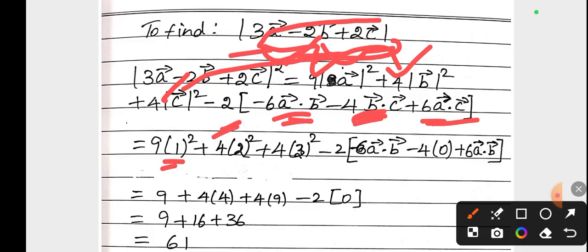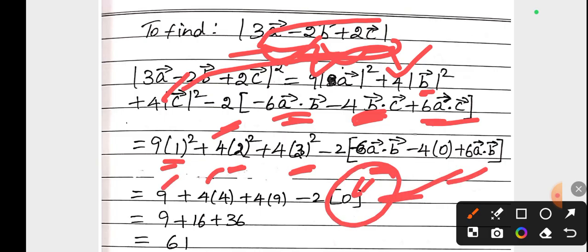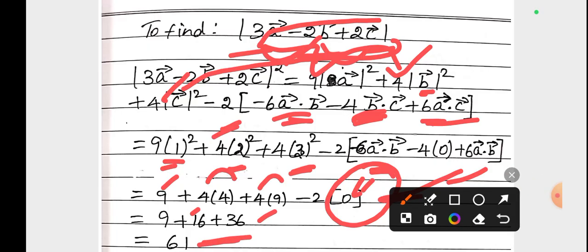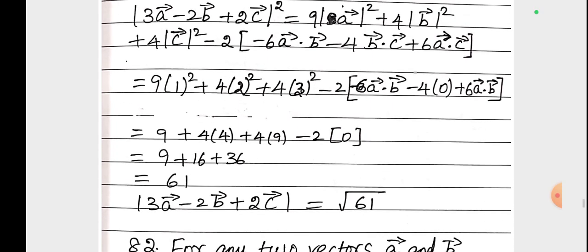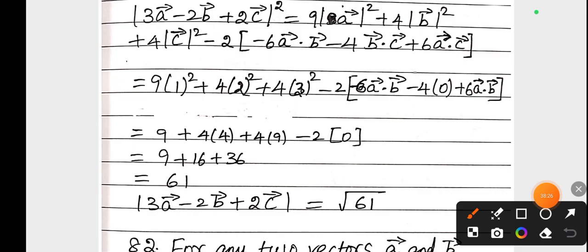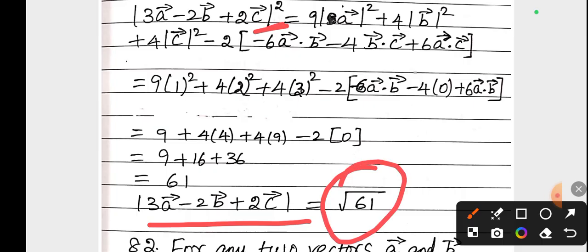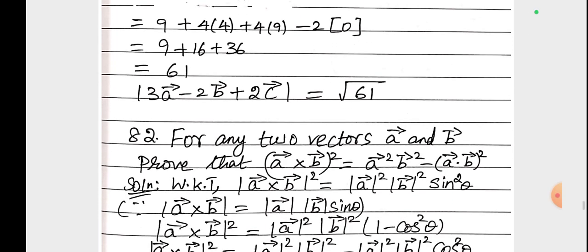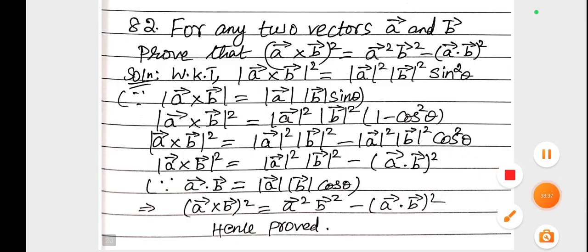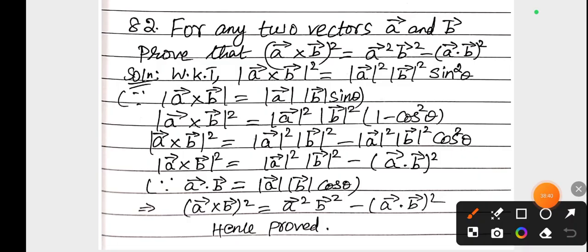Then substitute wherever magnitude a is there, 1. Magnitude of b is 2. Magnitude of c is 3. Then a dot b value is 0. Again here a dot c value is 0. So overall here 0. So 9 plus 4 4s are 16, 4 9s are 36. So overall we are getting the answer as 61. But this is whole square, children. So this whole square is 61. So magnitude of 3a minus 2b plus 2c is root over 61. So it's an important question. Literally it was not in the NCERT.